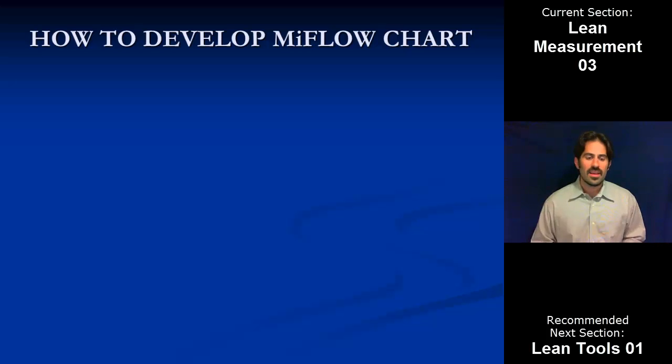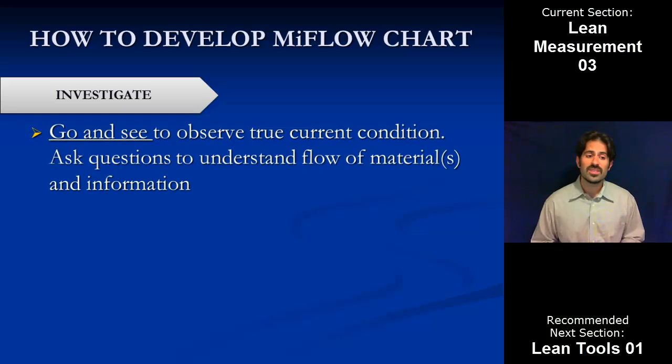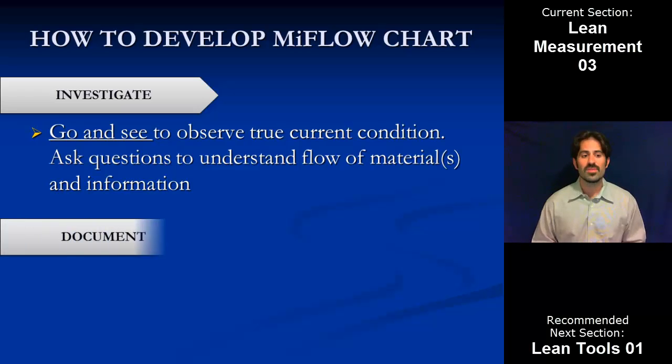So let's look at a couple of steps for how we actually develop one of these charts. Now we understand what it is, what it shows us, and why we want to do it. Now how do we actually go about doing it? It's pretty simple actually. The first step is investigating. We want to actually go and see physically, not rely on what we heard or notes that we'd taken 6 months ago. Let's go and see the true condition right now, and then let's ask questions of the experts. Use our eyes and our ears, and ask questions to understand what's really happening. Where's material going? Where's information going?